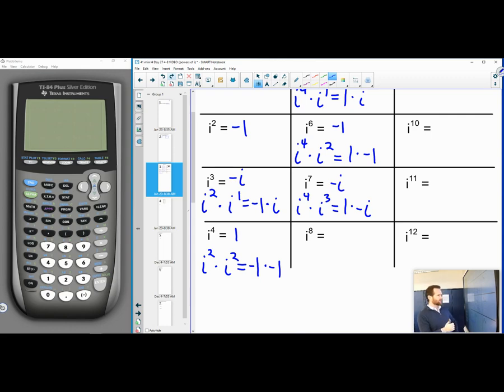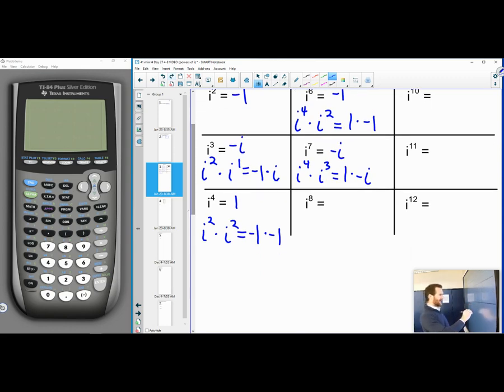All right. Now, okay, let's look at i to the eighth. So i to the eighth, it's i to the something times i to the something. To get to 8, I would do 4 plus 4, I guess. i to the fourth times i to the fourth. Then simplify that. i to the fourth, we know that is 1, times i to the fourth again is just 1. And 1 times 1 is 1.